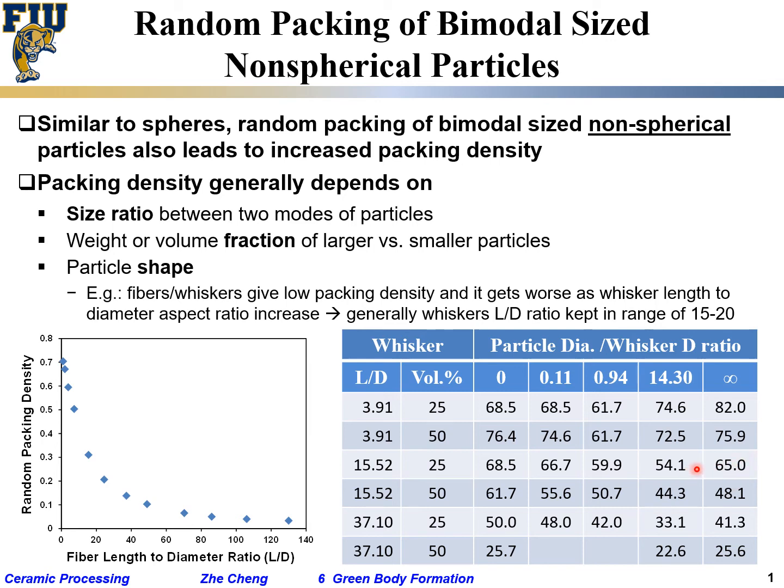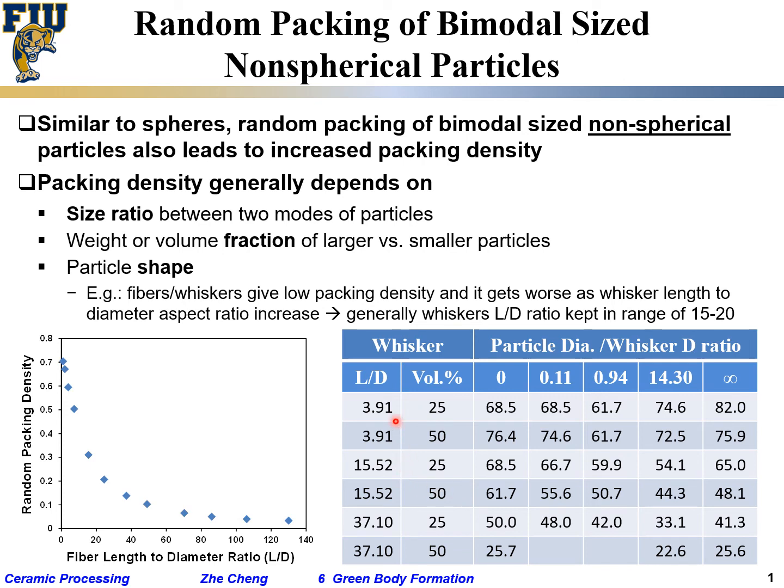So this is an extreme case. Then between this line and that line, no matter what the particle to whisker ratio is, as I increase whisker content, my packing density suffers for random packing. Okay? So the essence is that you should be careful when you increase the volume fraction of your so-called whisker or fiber.